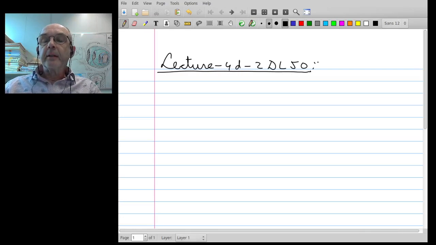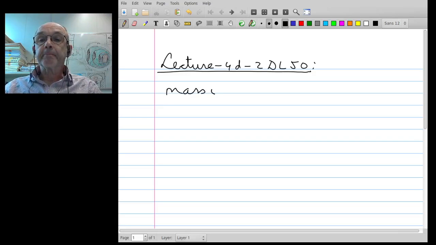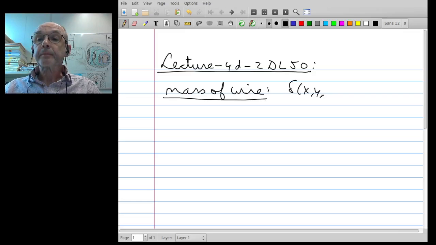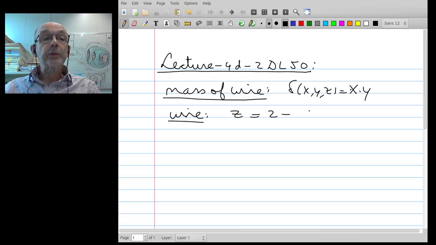And then that is an example of atoms, the last example of section 15.3, and the mass of a wire. The mass density is given. That is x times y. And then the wire is given as an intersection of two surfaces. The first surface is z = 2 minus x squared minus y squared, and the other is z = x squared.